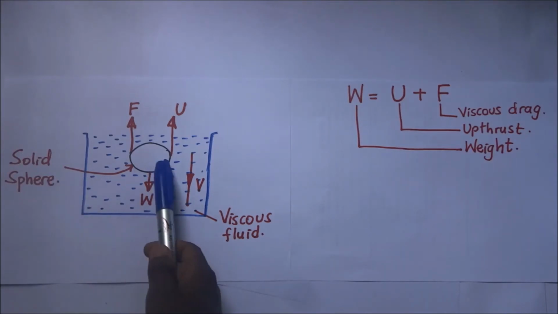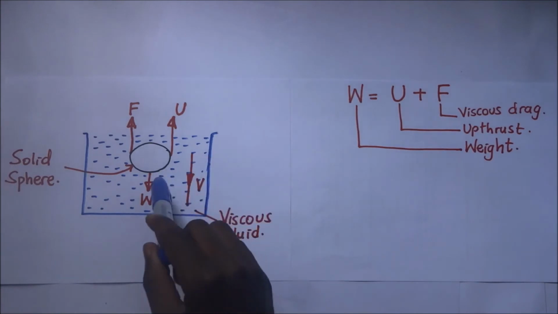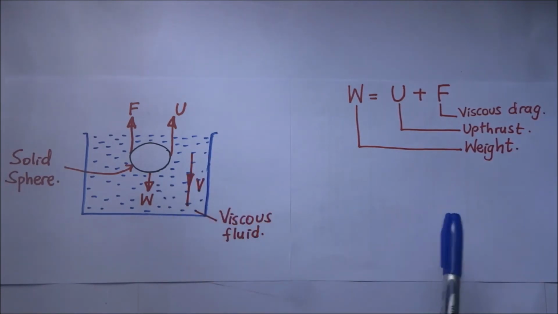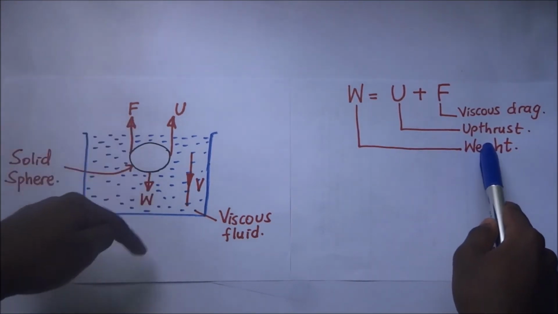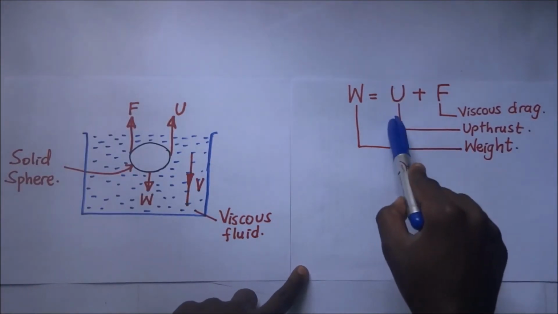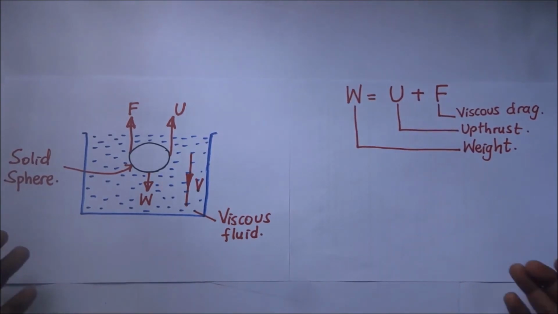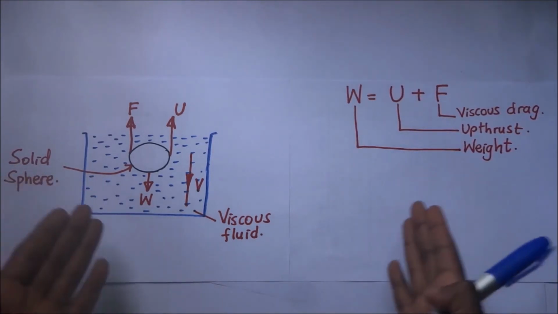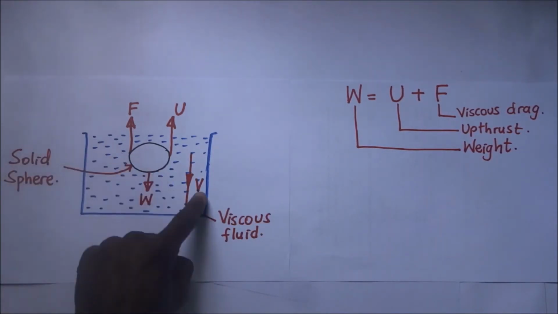We have this solid sphere right here. It is falling through this viscous fluid, and we are saying that when terminal velocity is achieved, the weight, which is acting downwards, the downward forces, are equal to the upward forces, which happen to be the upthrust and the viscous drag. When these two are the same, it means that this body is falling through this liquid at terminal velocity.